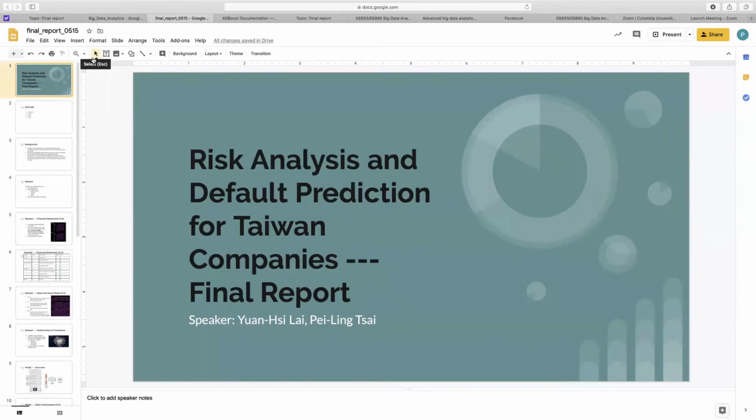Today we are going to introduce our project. Our topic is risk analysis and default prediction for Taiwan companies. I am Pei-Ling, and my partner is Yuanxi Lai.